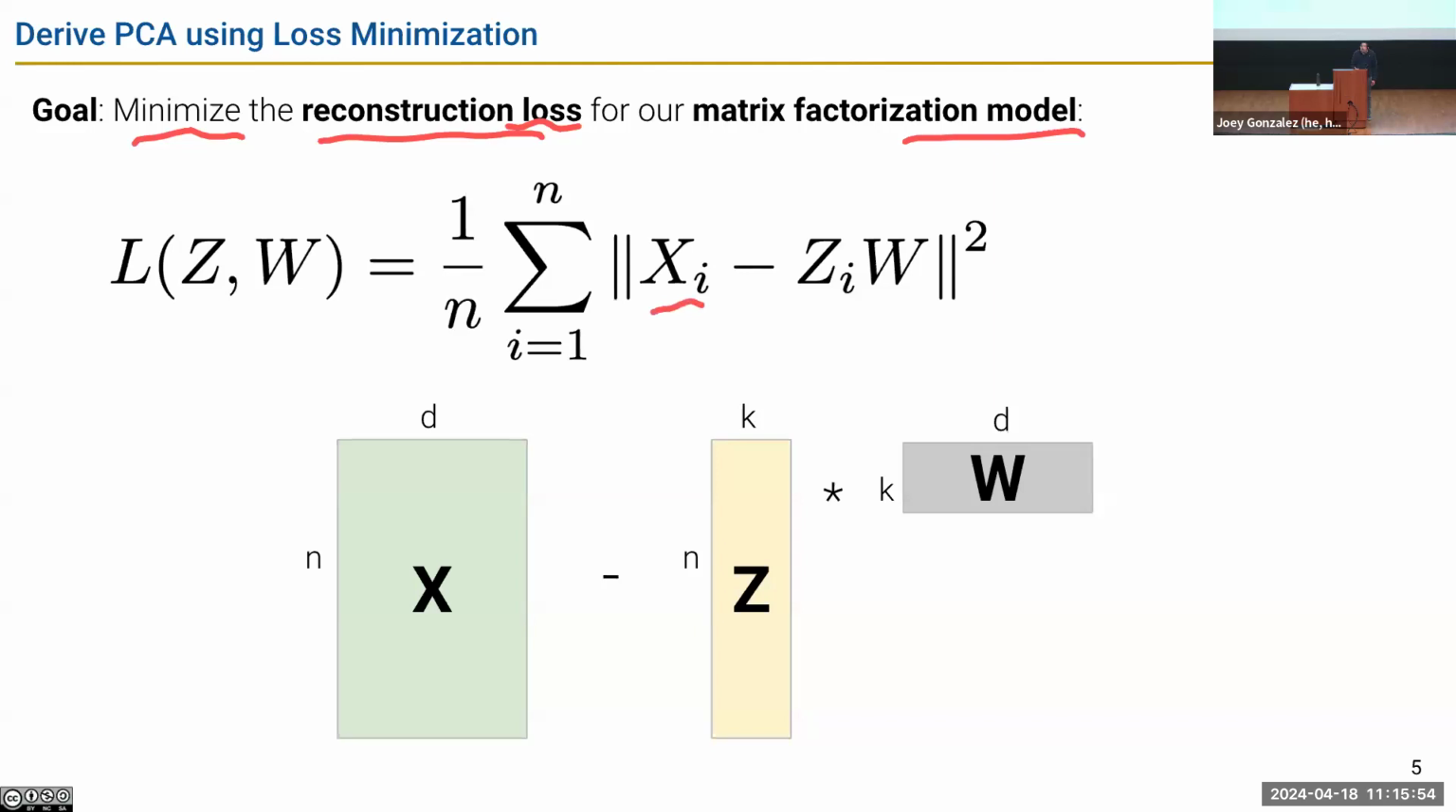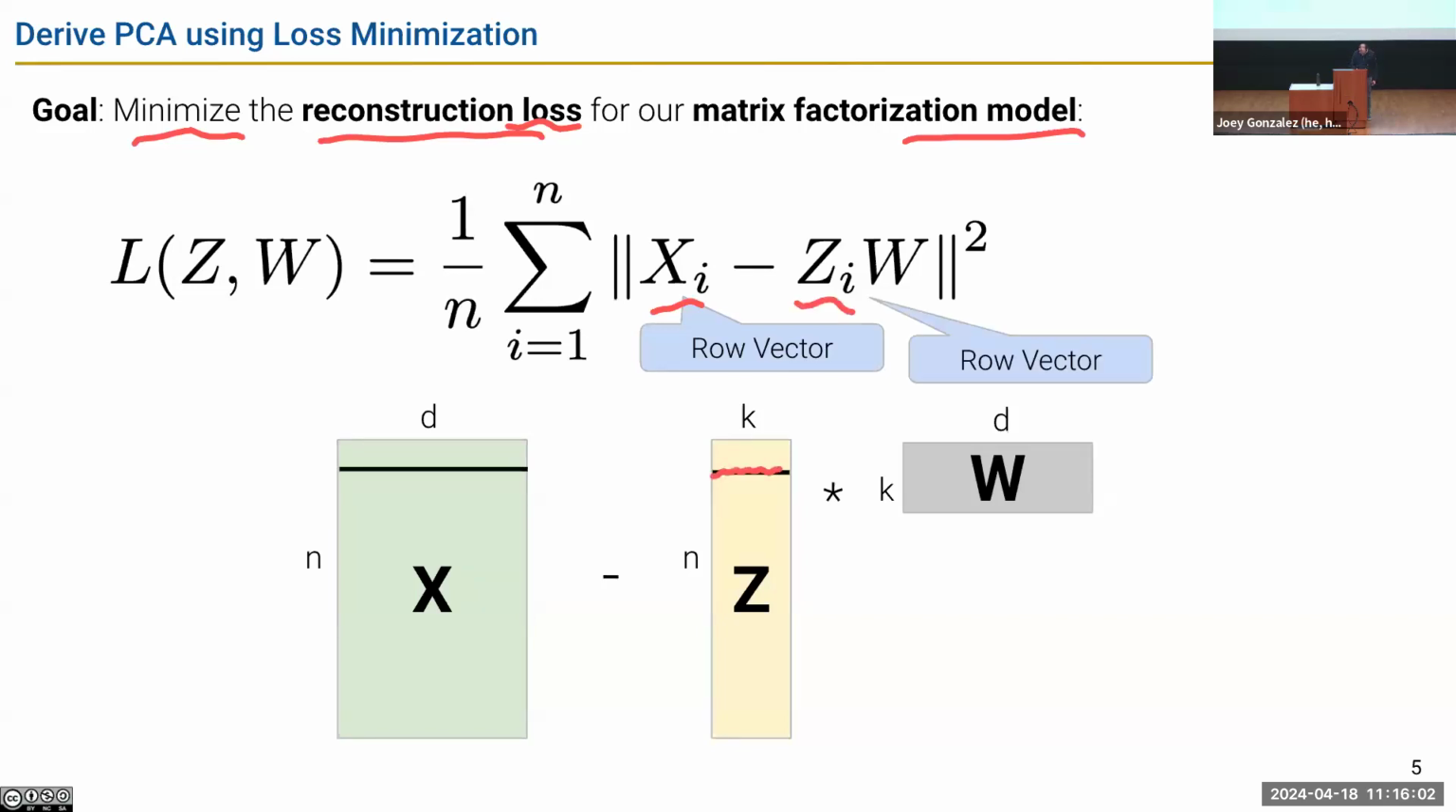So here's my X's. This is my row of X. The animation here, it's a row of X. And then here is a row of my Zs, a row of my things that I wish I had. And I multiply it by this matrix W. And that gives me an error.